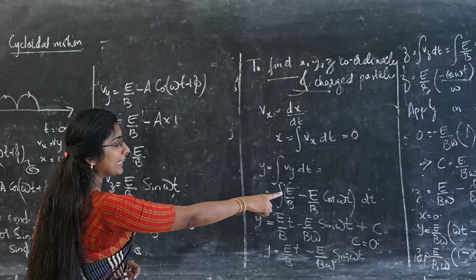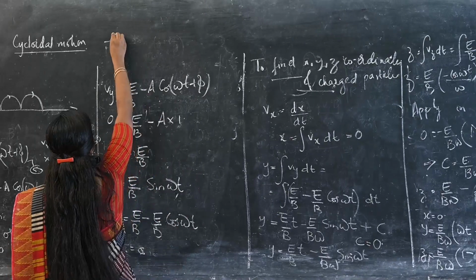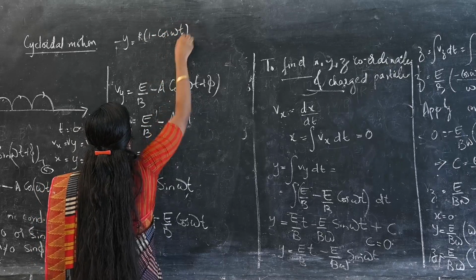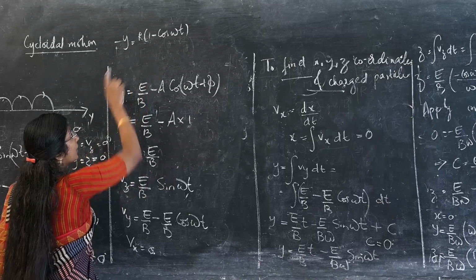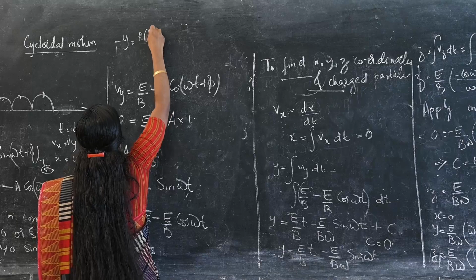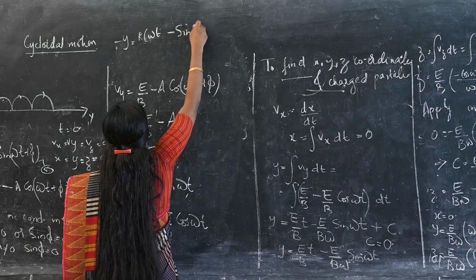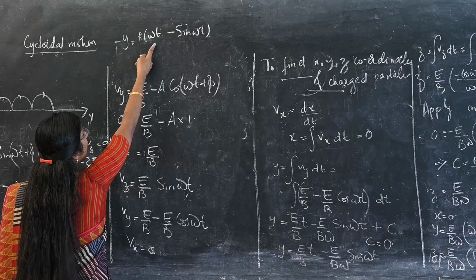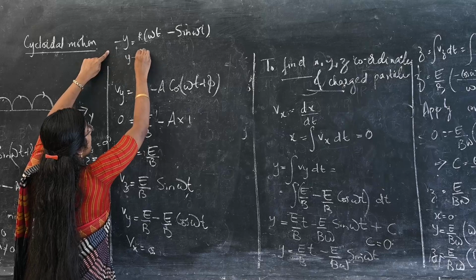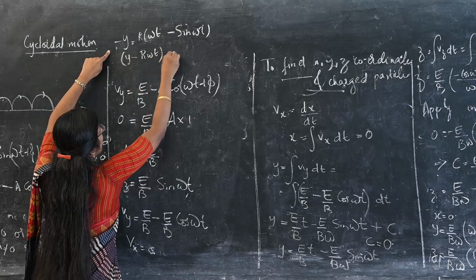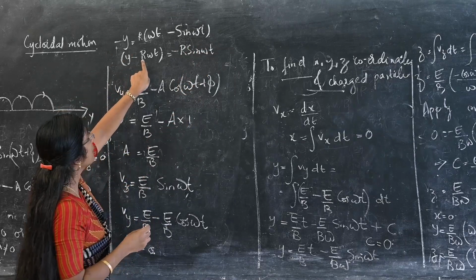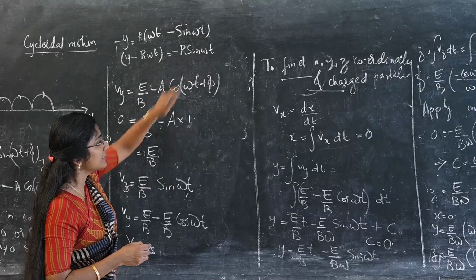What I do is I take the equation for y. y is equal to r into, it is not 1 minus cos omega t, it is omega t minus sin omega t. So I take all the terms to this side except r sin omega t, that is I write y minus r omega t is equal to minus r sin omega t.